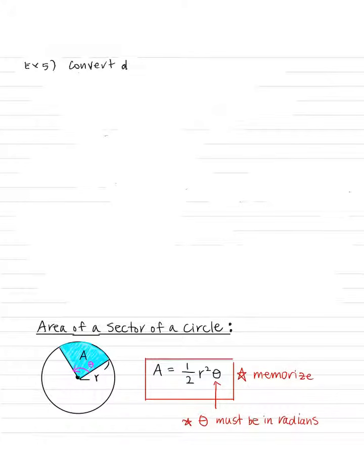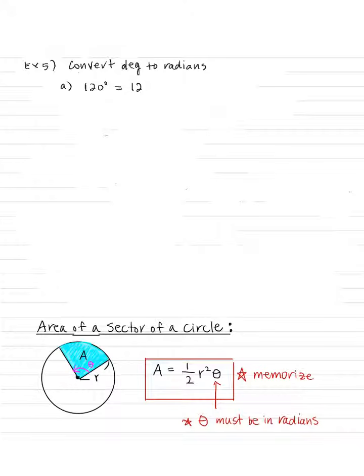Convert degree to radians. Okay, so let's do a couple of examples. So let's call this one A. Let's go with good old 120 degrees. All right, so I'm going to convert that in terms of a radian measure.